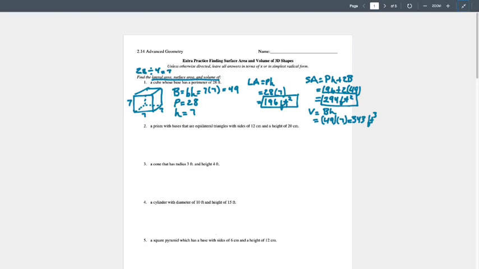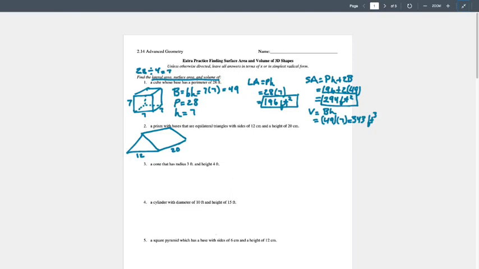Number 2 has a prism with bases that are equilateral triangles with sides of 12 centimeters and a height of 20 centimeters. All right, so we've got an equilateral triangle, and it's a prism, which means you have rectangle faces. They tell you that the sides of this triangle are 12, and they tell you the height of the prism is 20. Remember, the height is always the distance between your parallel bases. So this should be our figure.